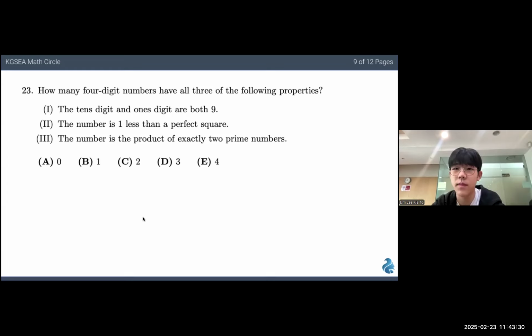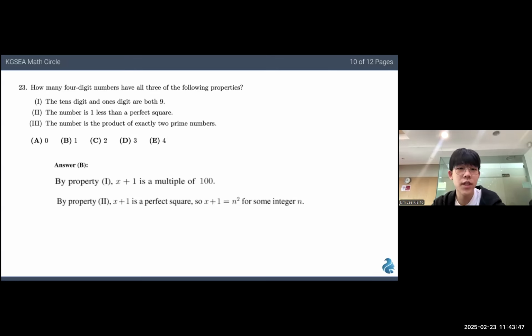This is the last problem. I'll give you a few minutes to read it. To approach this problem, the answer is B. And by property 1, we understand that x plus 1, where x is the 4-digit number that has all 3 of the following properties, x plus 1 is a multiple of 100.